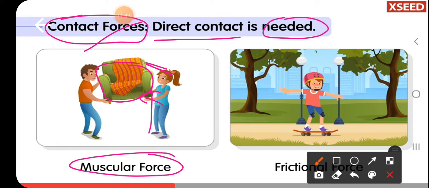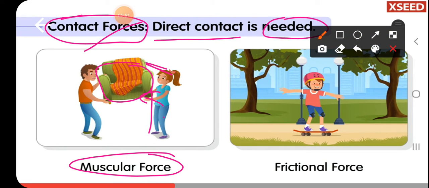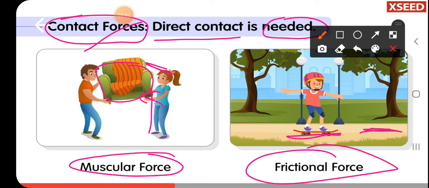Even here, the frictional force is also a contact force, where the wheels and the earth are in contact with each other and the vehicle can move freely on the earth. So muscular and frictional forces, where both the objects are in direct touch with each other, are called contact forces.